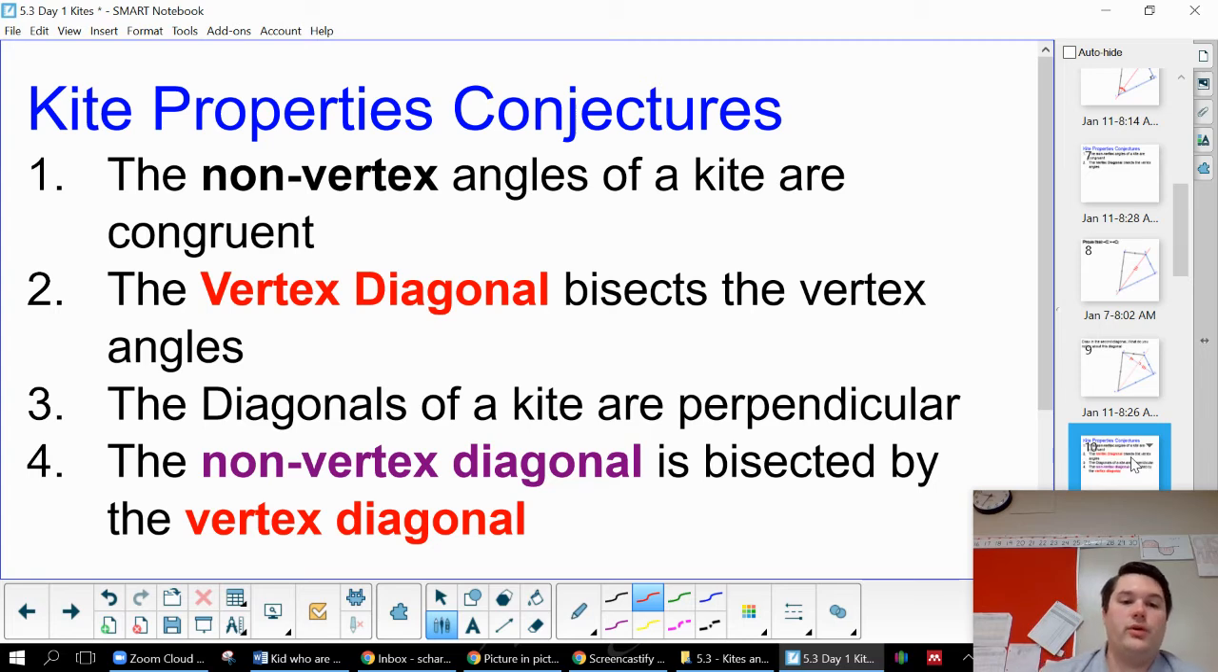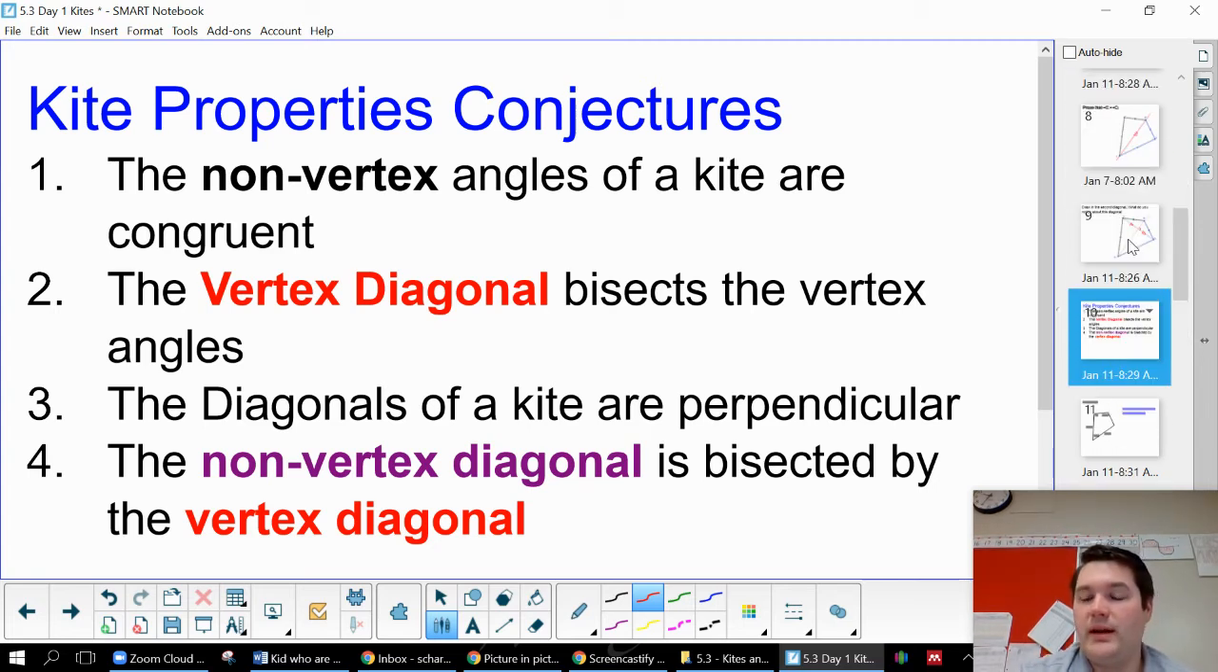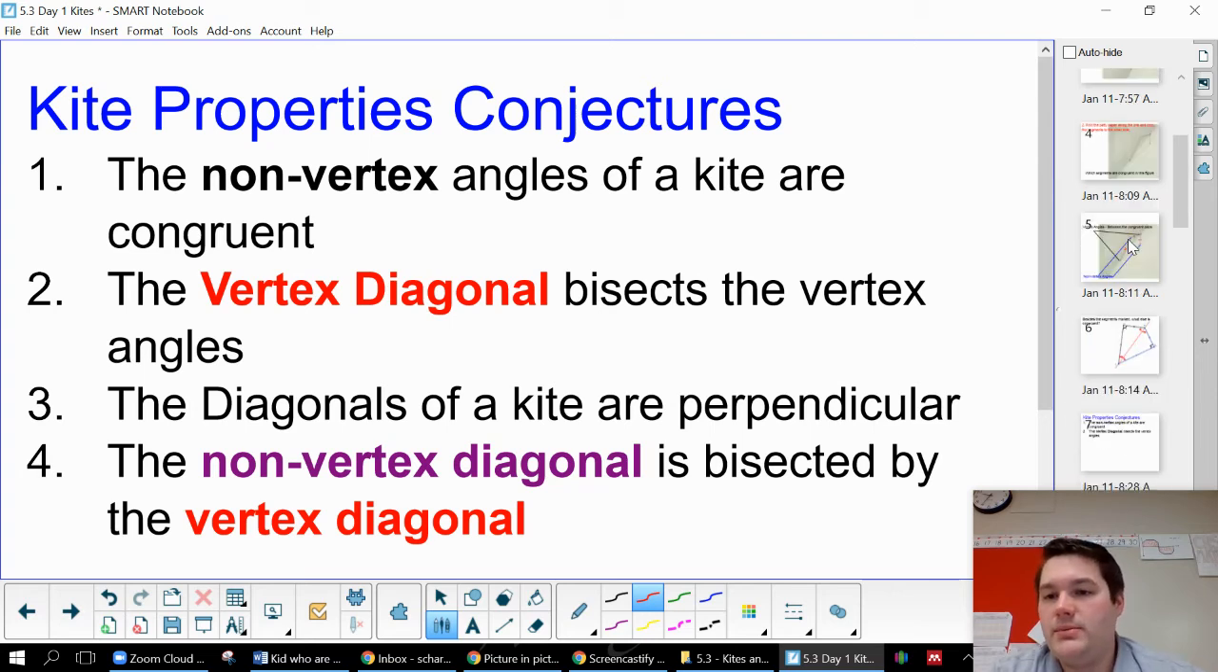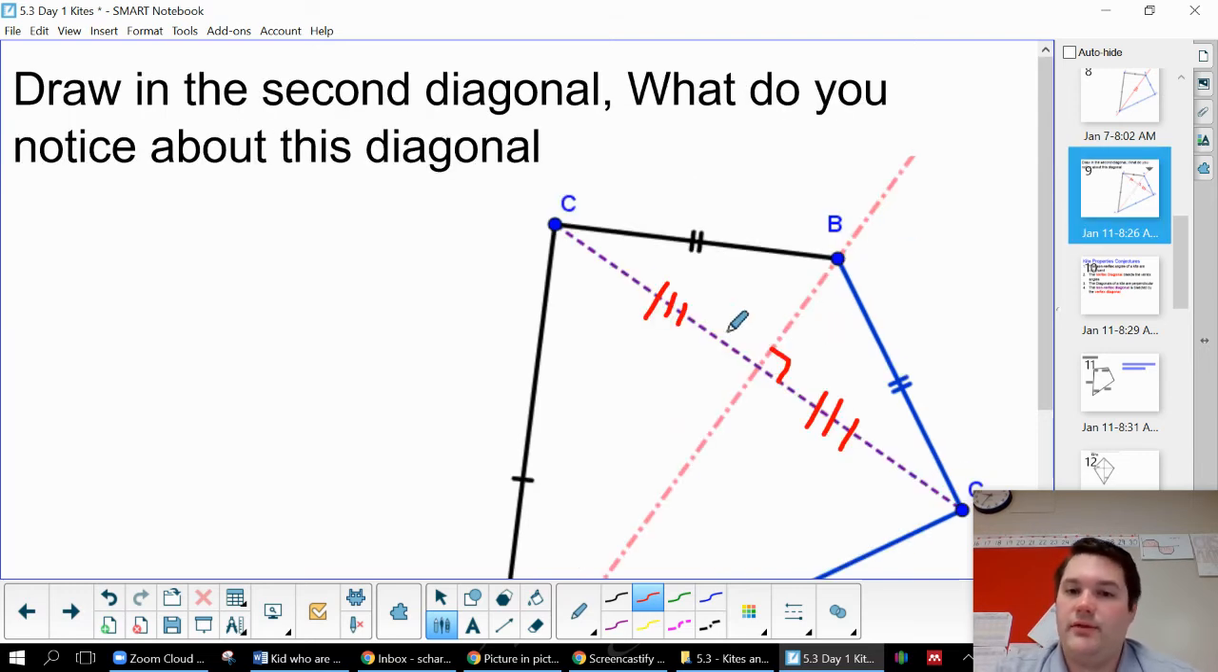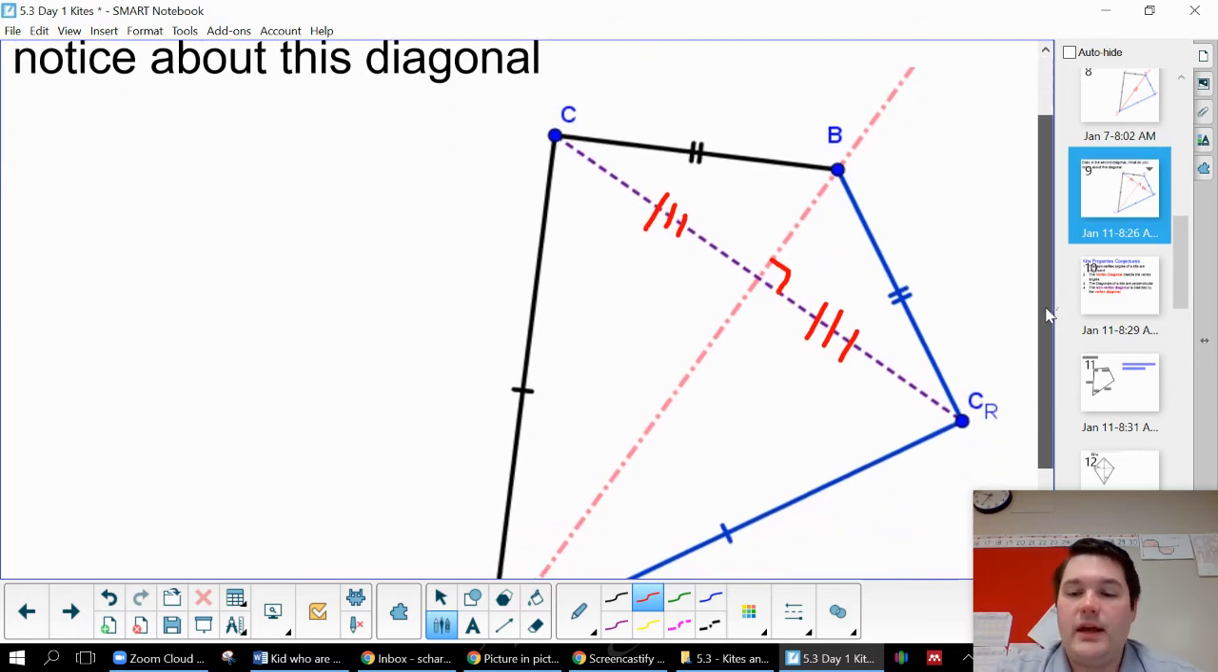And so that adds 2 more properties to our kite list. We have the vertex angles of a kite are congruent. The vertex diagonal bisects the vertex angles. The diagonals of a kite are perpendicular to each other, and the non-vertex diagonal bisects the vertex diagonal. That's a lot of words. It might be more helpful if you kind of thought of that as a picture, right? You have this picture of the congruent angles in there, and you have this picture of the diagonal stuff going on. But the main thing you can think of is a kite, when you draw that diagonal down the middle, is going to be split exactly in half, including that other diagonal, and the two diagonals are perpendicular.